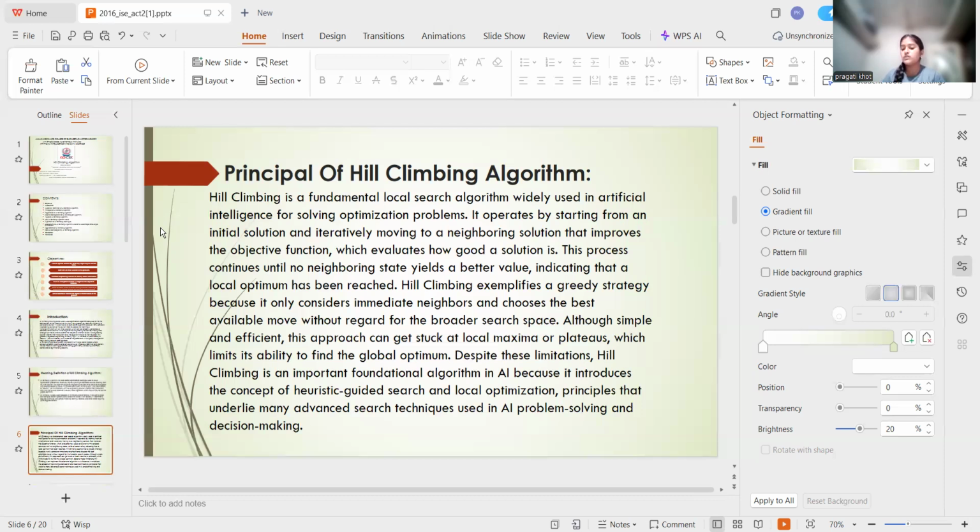So move to the better neighbor and repeat steps 2 to 4 until no neighbor is better than the current solution. The peak is reached, and then we stop. The current solution is considered the local optimum, which may or may not be the global optimum. This is the principle that underlies many advanced search techniques used in AI problem solving and decision making.